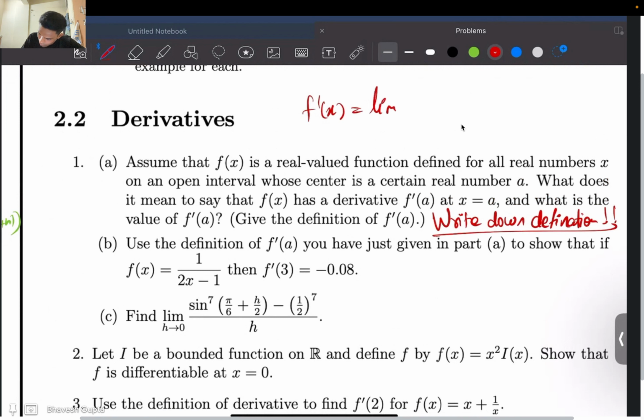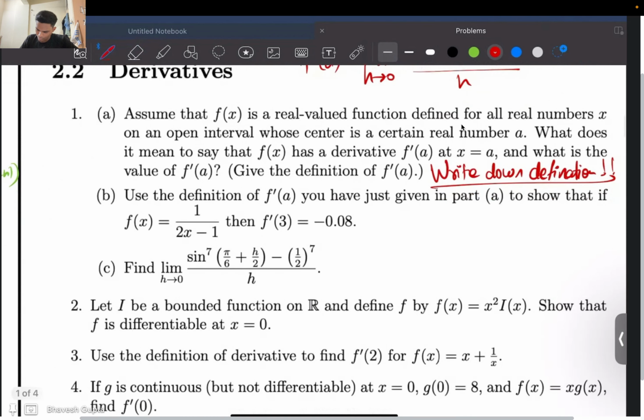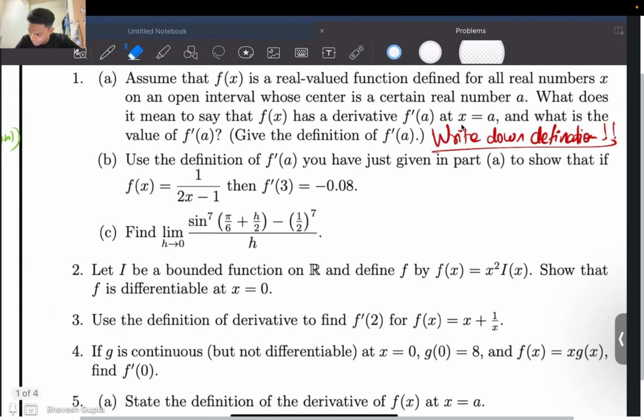In case you are unable to recall this. Oh sorry, there's a problem here. They have asked in terms of a, not in terms of h. So using the definition of f dash a, which you have just given in part A, I mean whatever we did in part A, using that definition we have to prove this.